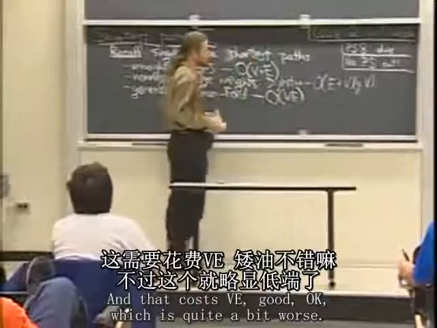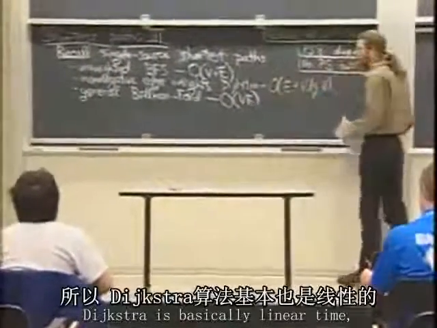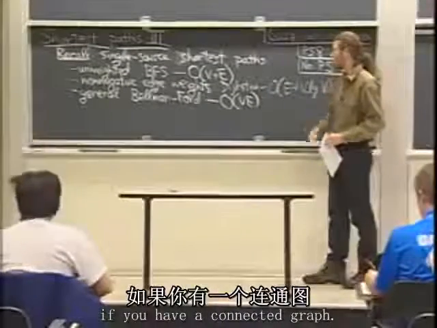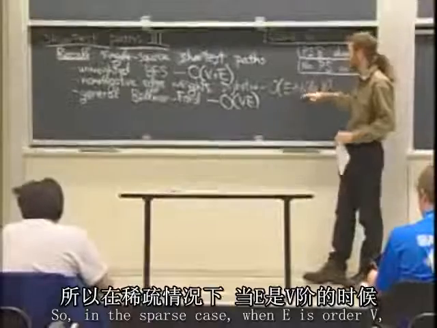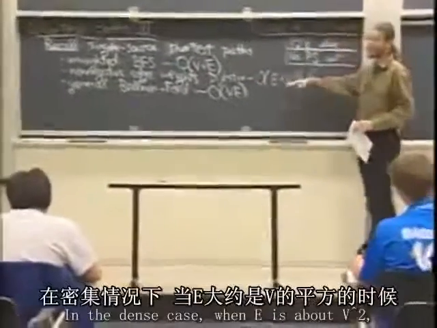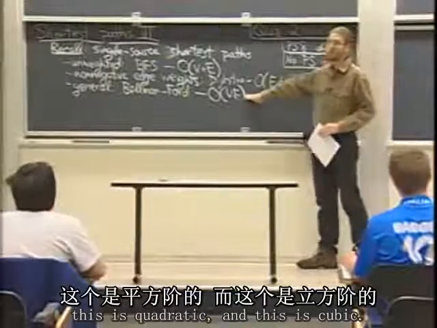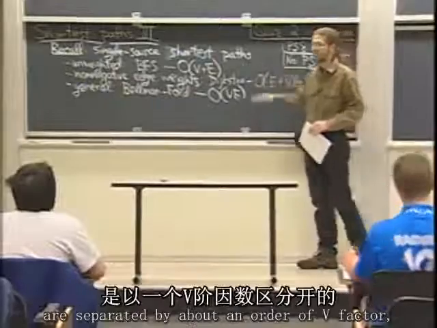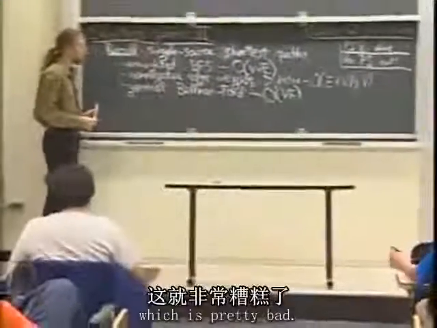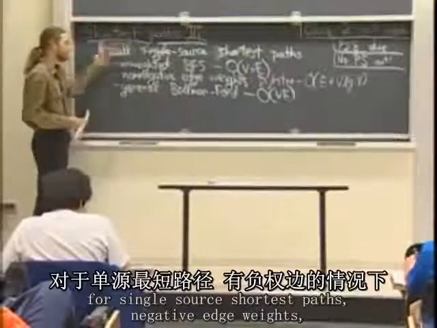Okay, which is quite a bit worse. Ignoring log factors, Dijkstra is basically linear time. Bellman-Ford is at least quadratic if you have a connected graph. So in the sparse case, when E is order V, this is about linear, this is about quadratic. In the dense case, when E is about V squared, this is quadratic, and this is cubic. So Dijkstra and Bellman-Ford are separated by about a linear factor, just an order V factor, which is pretty bad. But that's the best we know how to do for single source shortest paths.